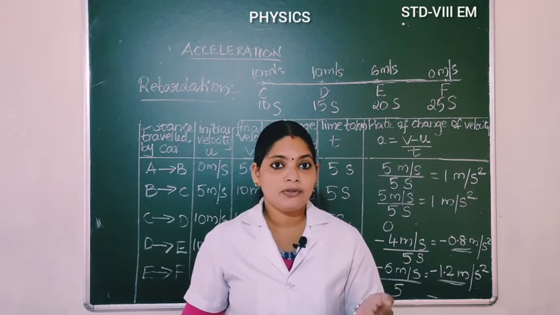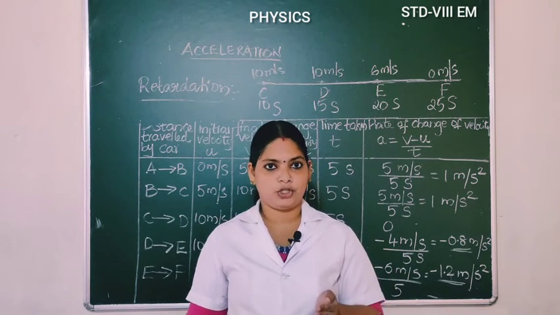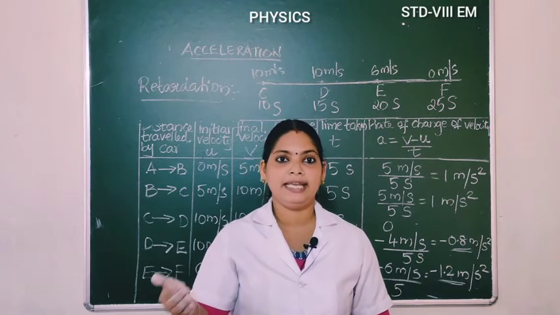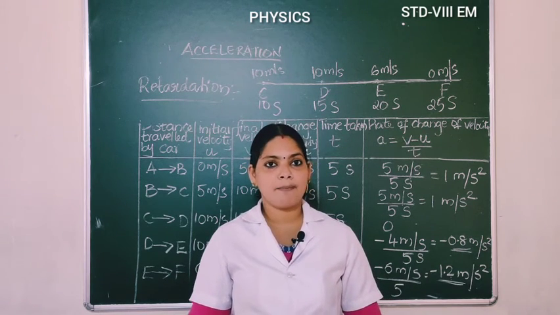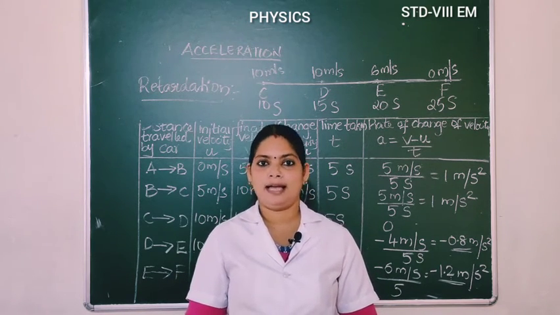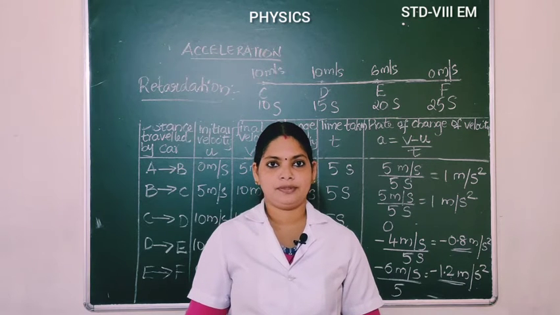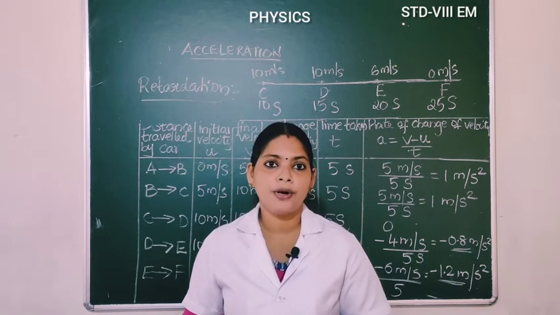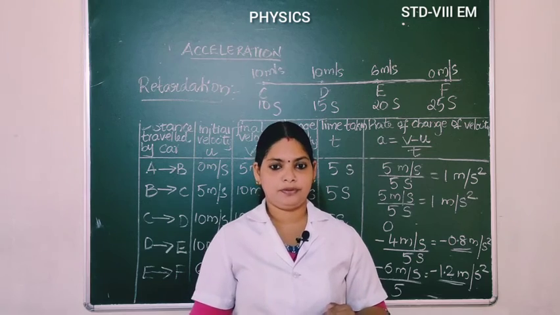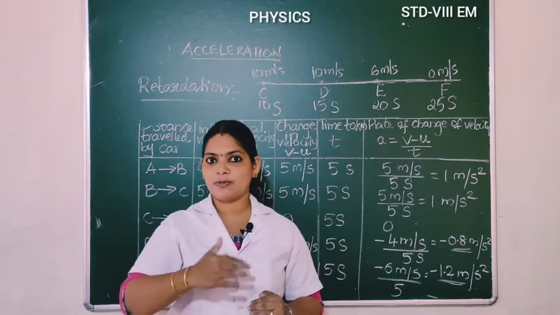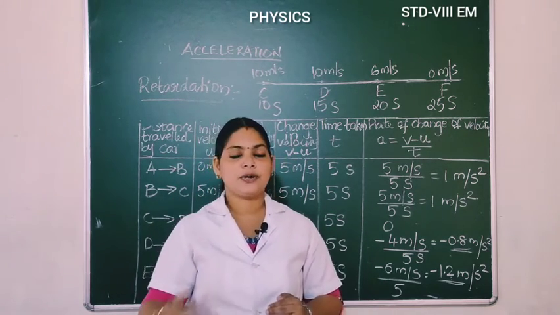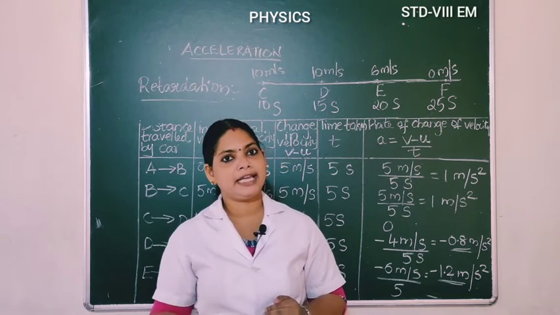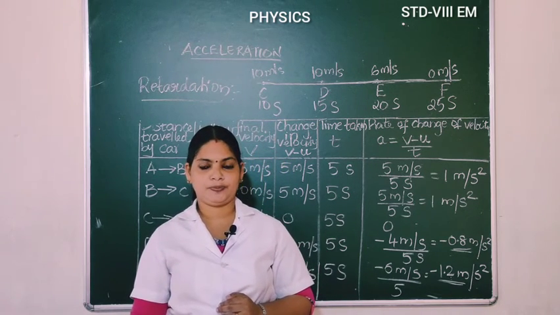Examples: when a train starts from a station, its velocity increases. So it is an example for positive acceleration. A ball rolling on a level ground. After some time it stops, its velocity decreases. So it is an example for negative acceleration.